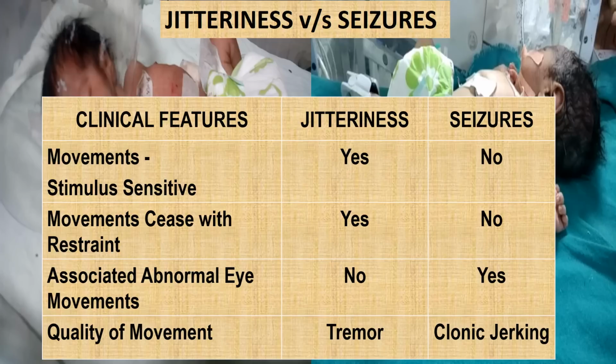Abnormal eye movements will be present in seizures, not in jitteriness. And the quality of the movements will be just like a tremor in jitteriness, and in seizures just like a clonic jerk.